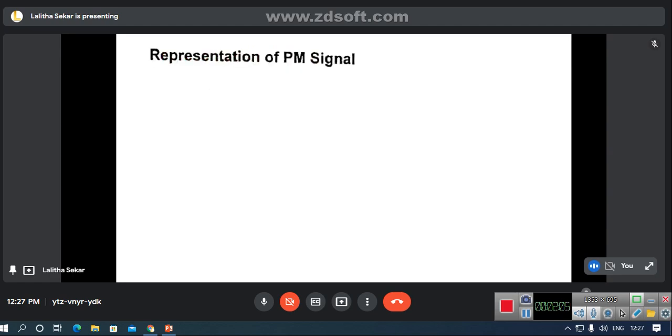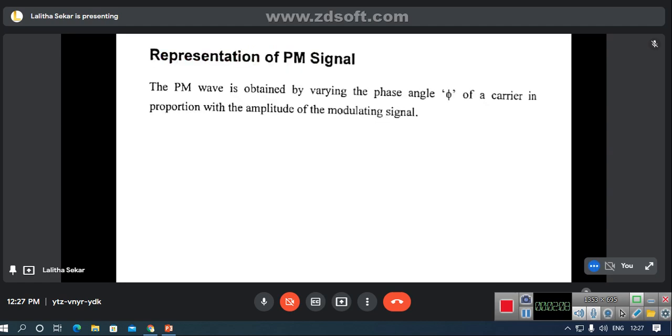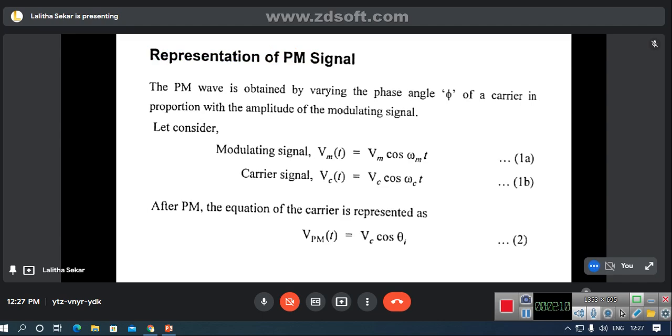Next, representation of the PM signal. The PM wave is obtained by varying the phase angle phi of the carrier in proportion with the amplitude of the modulating signal. Let us consider the modulating signal Vm of t and the carrier signal Vc of t. Vm of t is equal to Vm cos omega mt. Vc of t is equal to Vc cos omega ct.